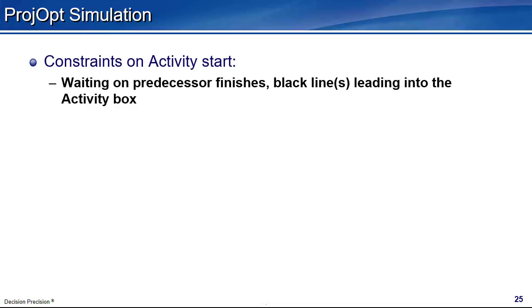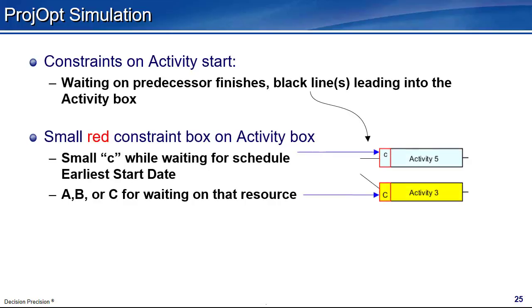Here are some features that you will see in the PROJOB simulation. Self-imposed constraints on an activity start. If simply waiting for the predecessors to finish, the activity has one or more incoming black connecting lines. These connections turn to heavy green lines when the predecessor activity completes. The left end of an activity box will sometimes have a small red constraint box. During the trial process, these constraints are, in effect, keeping the activity from starting. After the project is complete, the constraint box shows whether the constraint was ever in effect.